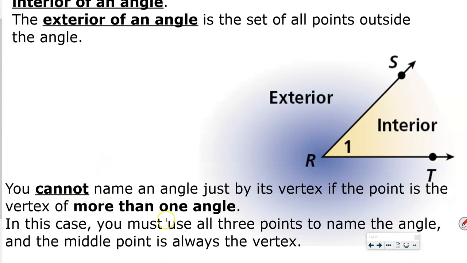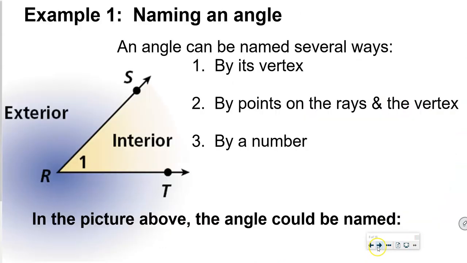You cannot name an angle just by its vertex if the point is the vertex of more than one angle. So basically, if I had another angle here like this, then I cannot name that angle R because there's two angles there. Okay. So that's what that means. And then it says in this case, you must use all 3 points to name the angle, and the middle point is always the vertex. So this would be named angle SRT, and we're going to talk about that in just a second.